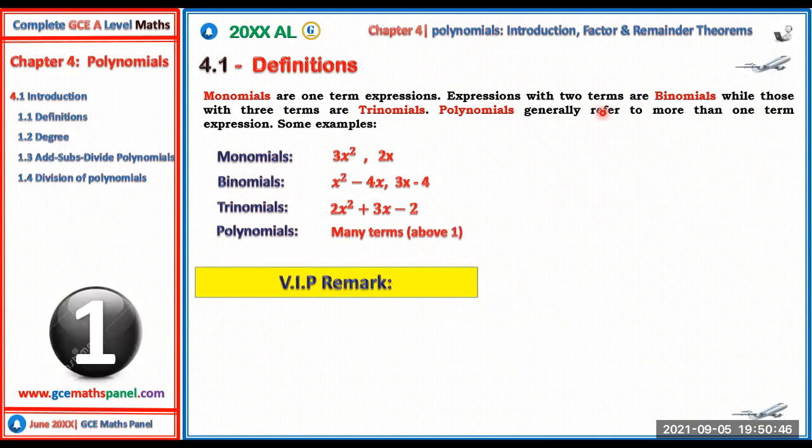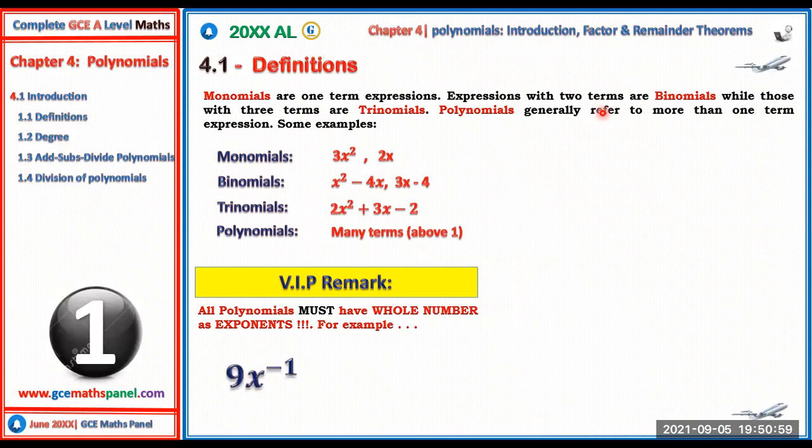Let us look at this very important remark. All polynomials must have positive whole numbers as exponents. If the number is not a positive whole number, then it is not a polynomial. For example, 9x to the power minus 1 plus 12x to the power a half is not a polynomial. Why? Minus 1 is not a positive exponent, and a half is not a whole number. So you must be warned and take note of this.